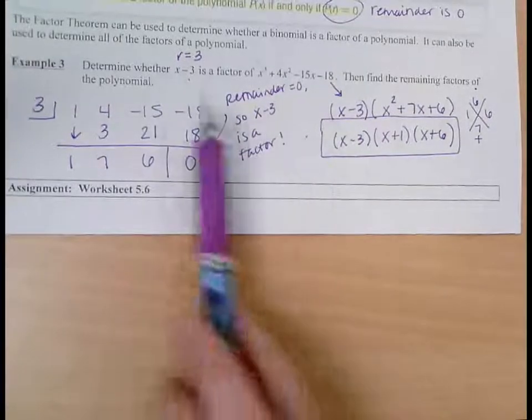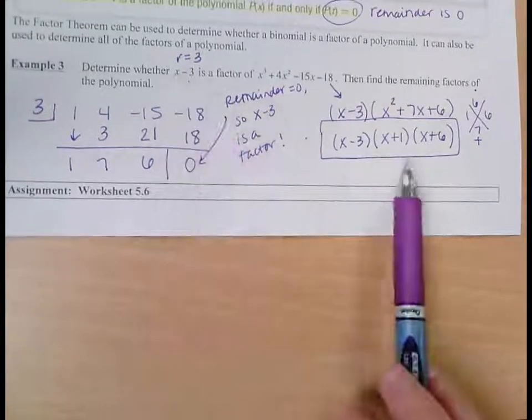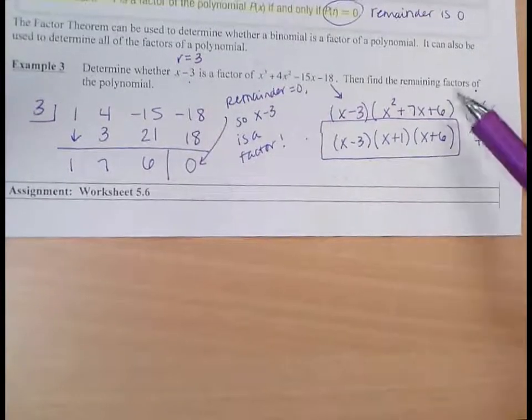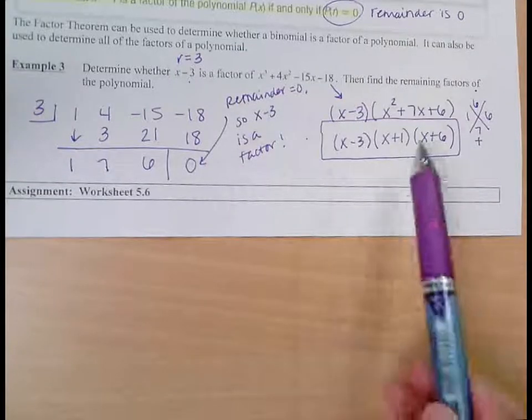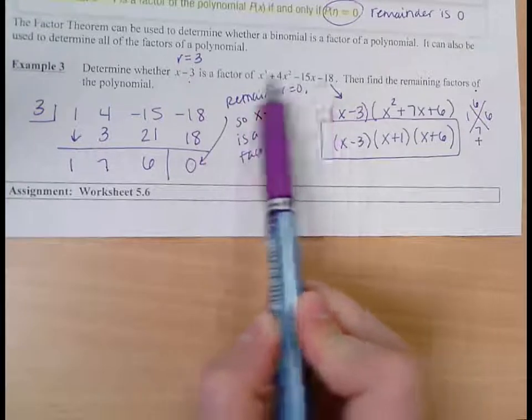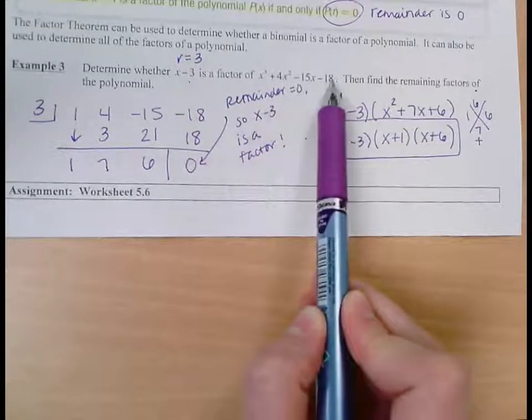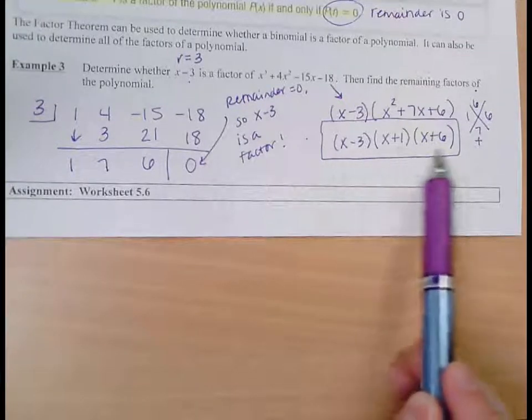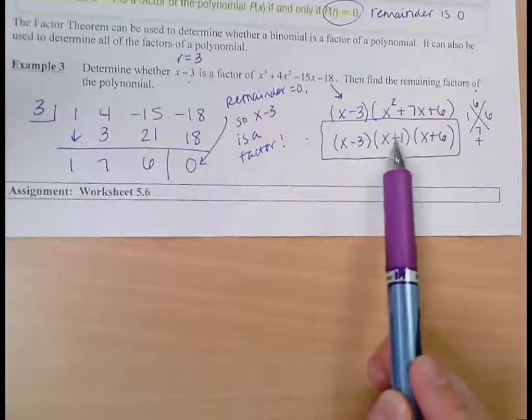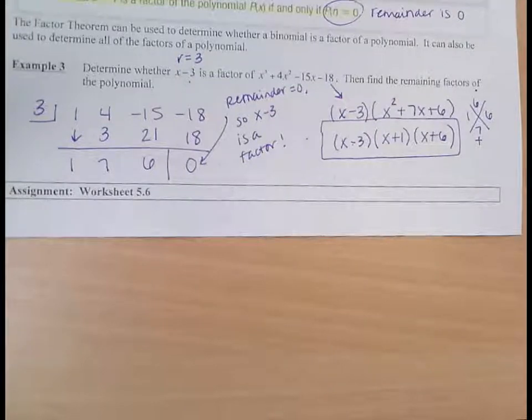x minus 3 was the factor we were given, and then x plus 1, x plus 6 are the remaining factors. And again, where this is leading, how this is helping us, is if I gave you this equation, if I said this polynomial is equal to 0, solve it, it is now factored. And if I set each of these equal to 0, I would get my 3 answers. So that's where this is leading. Factoring is leading to help you solve equations. Okay?